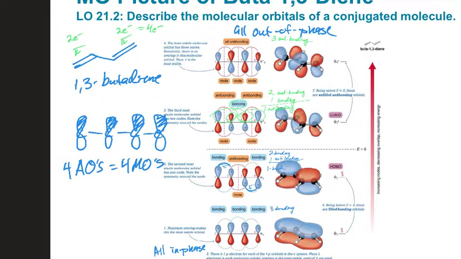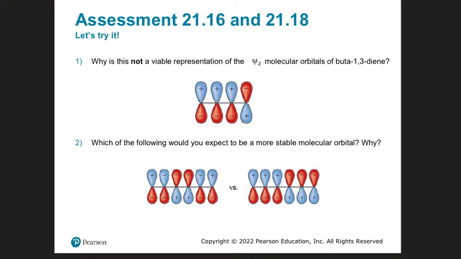And so, as we see, due to conjugation, 1,3-butadiene is more stable than if those 2 double bonds were isolated. So why is this not a viable representation of the psi 2 molecular orbitals of buta-1,3-diene? The answer is that it is not a viable molecular orbital because the system is not symmetrical. Certainly not around the node. The node is right there, and there's no symmetry. One side of the node has 3 orbitals, the other side has 1. When doing these, you need to have symmetry.